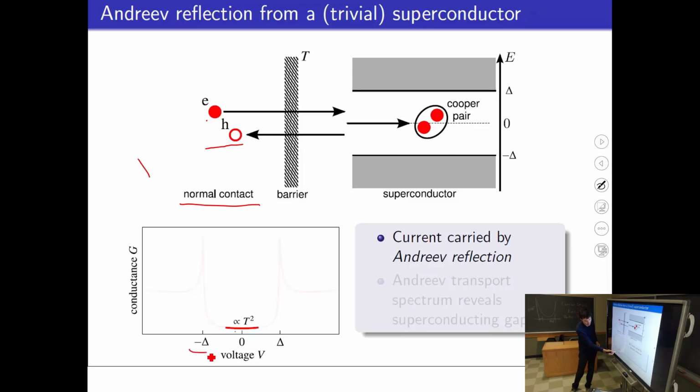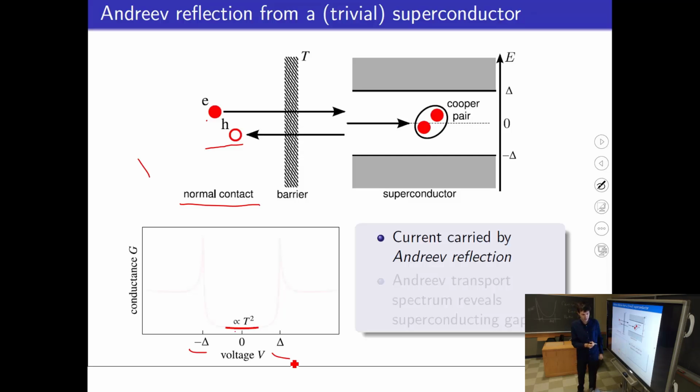So this is the gap, and this is some voltage here. So voltage means that, by adjusting the voltage difference between the normal metal and the superconductor, you can give these particles some energy, some chemical potential difference. Until you exceed the gap, there should be no current.